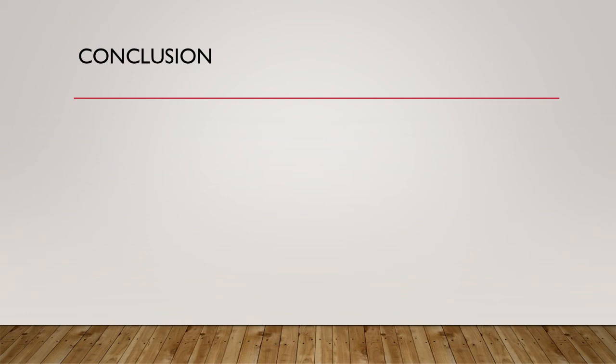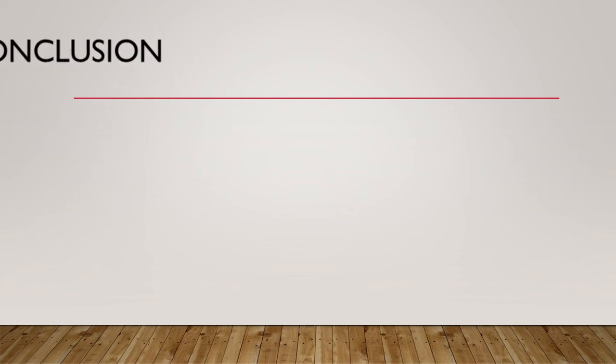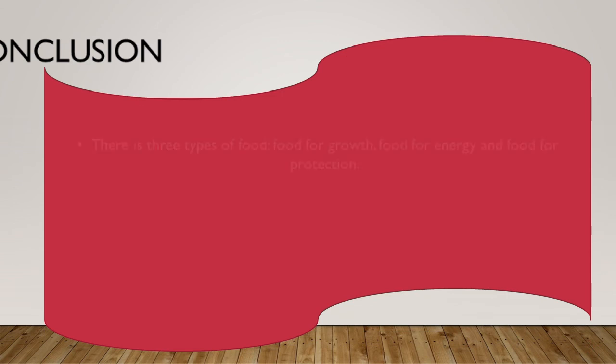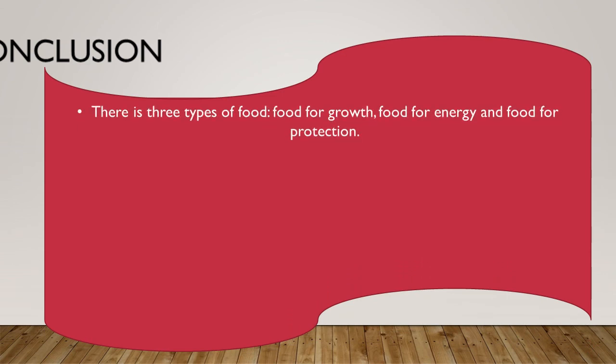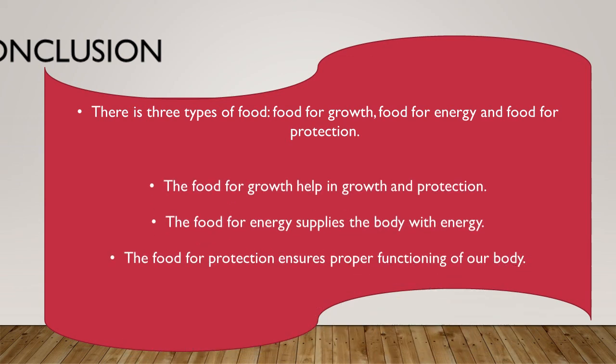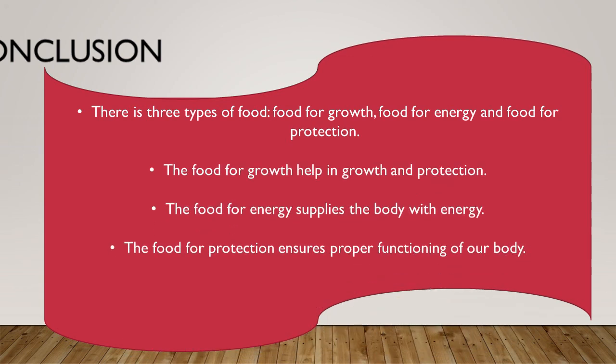What can you conclude from all of this? What conclusion can be made? We can conclude that there are three types of food, which are food for growth, food for energy, and food for protection. And each type of food has its function. The food for growth helps in growth and protection. The food for energy supplies the body with energy, and the food for protection ensures proper functioning of our body.